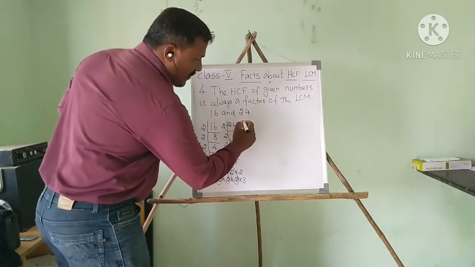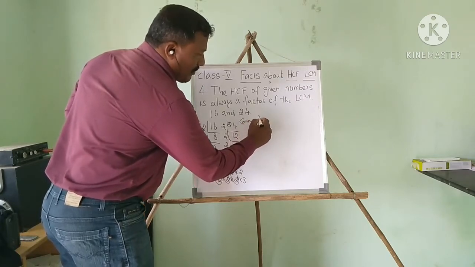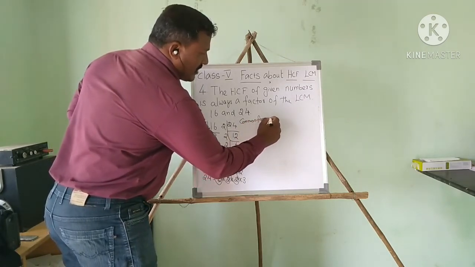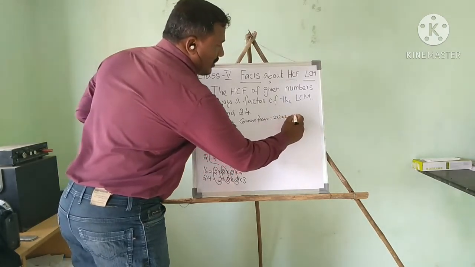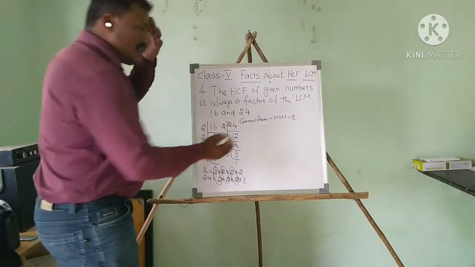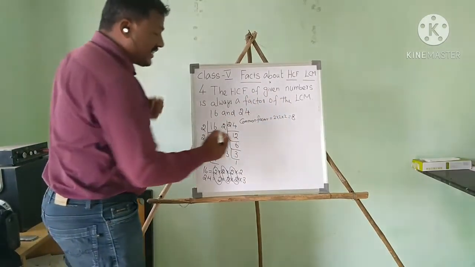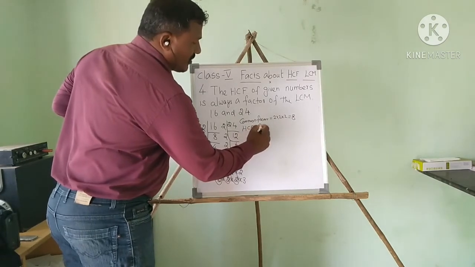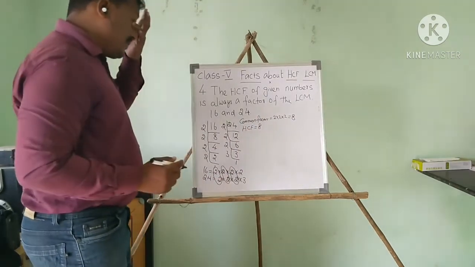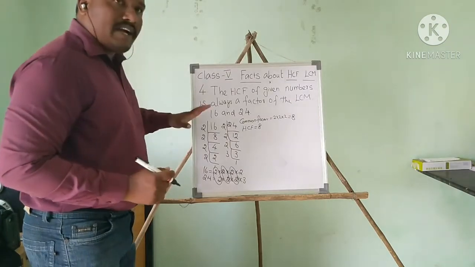So first we find the common factor. The common factor is 2 into 2 into 2. So total 8: 2 2s are 4, 4 2s are 8. So 8 is the HCF. 8 is the HCF, which means highest common factor. Okay, so I found the HCF.